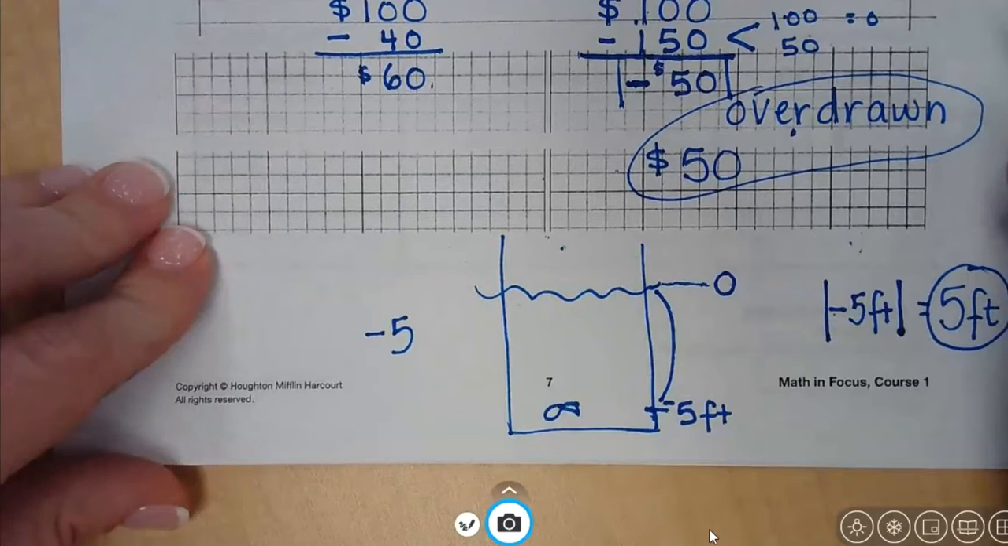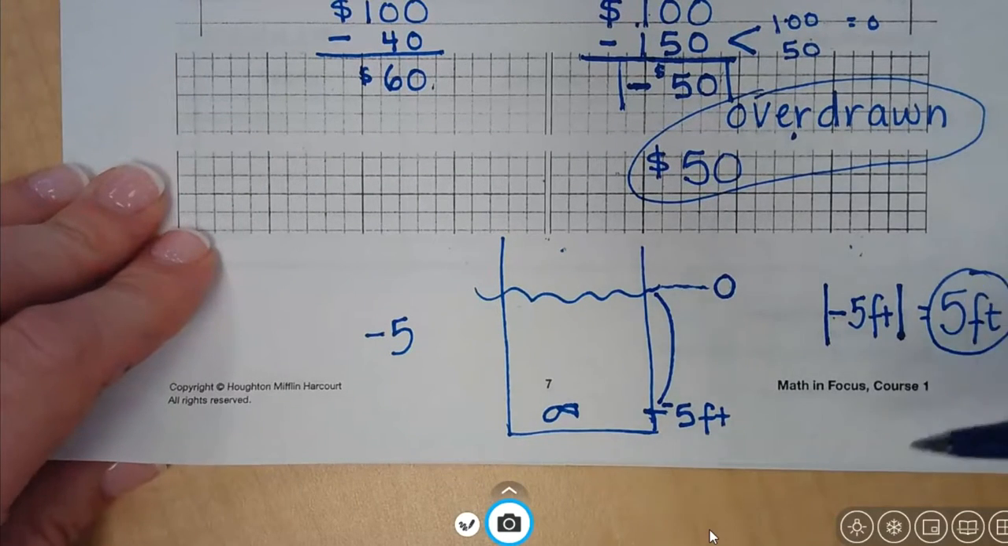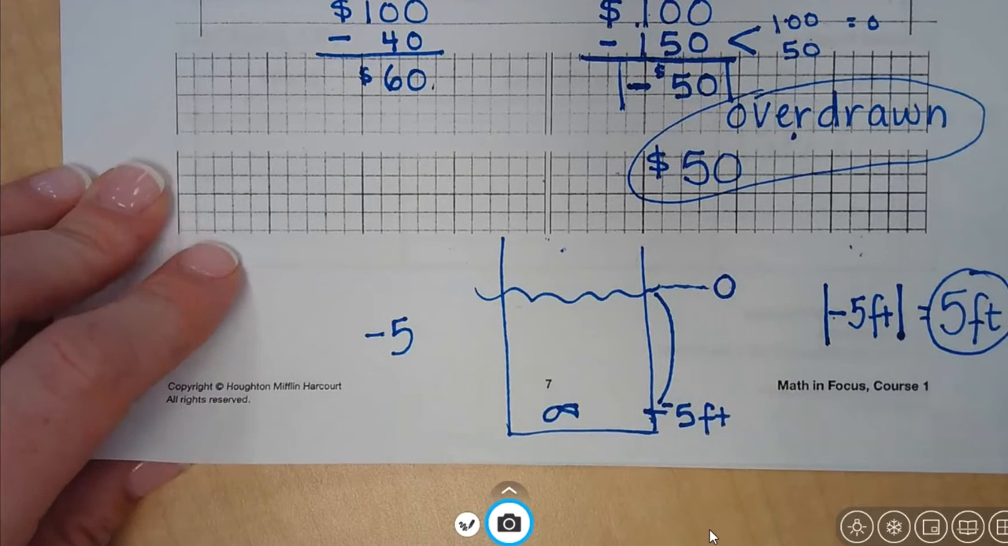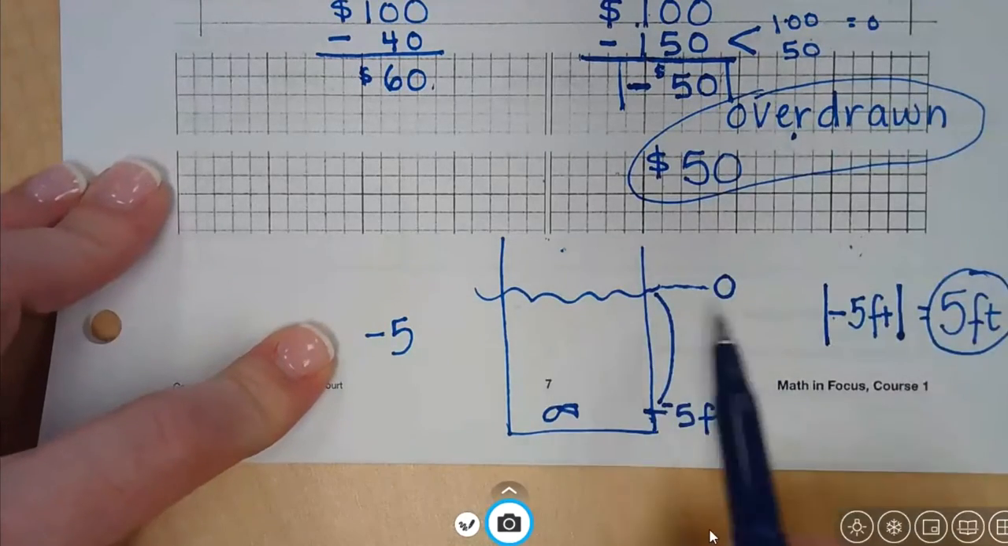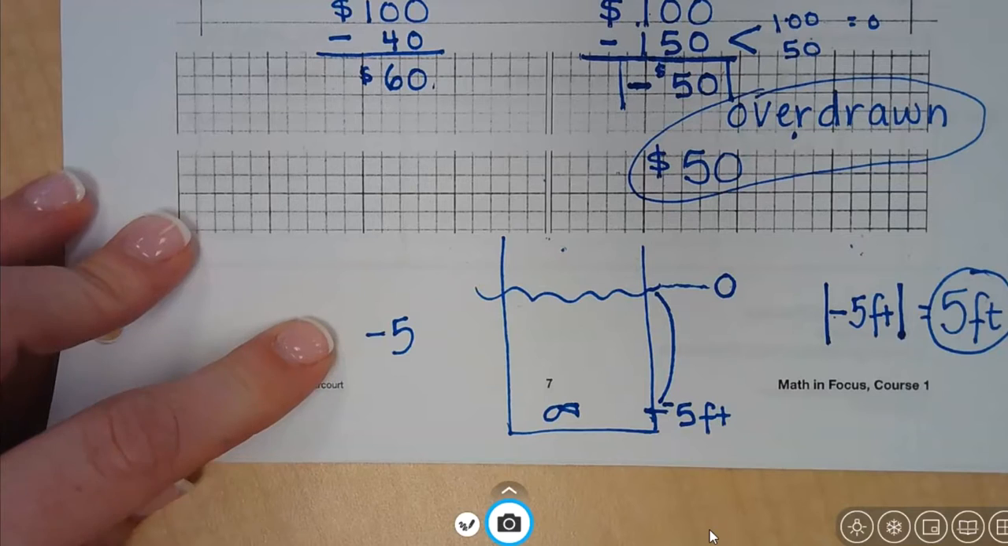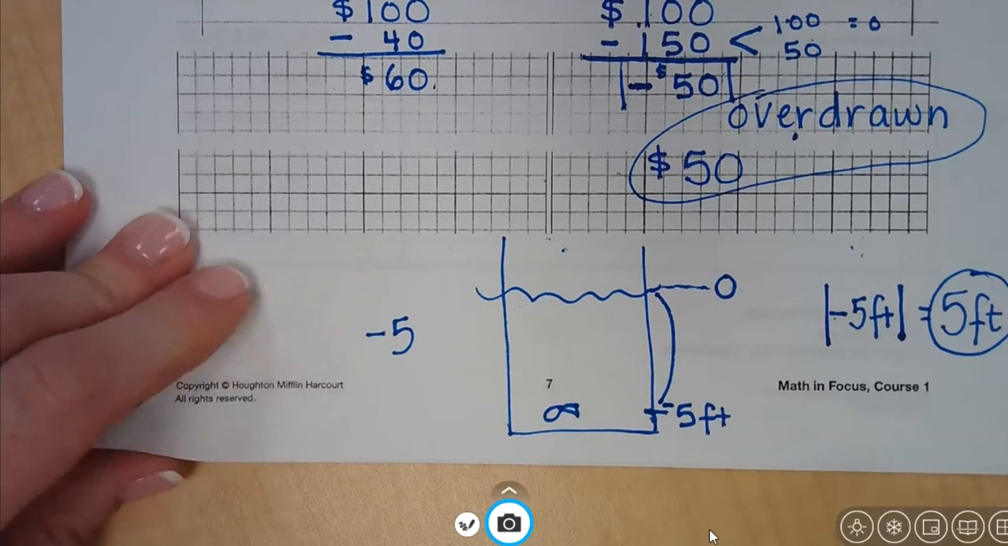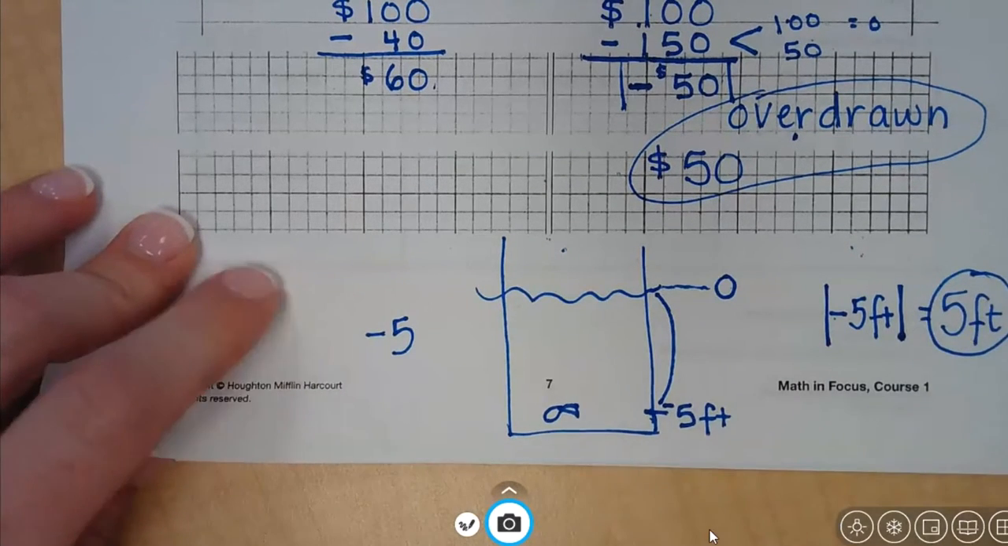Once you do some practice problems, you'll probably catch on a little bit more when you're at the money and the actual problems. If you have questions, make sure you're asking. Once you figure out the wording, those can be a little bit easier. And then just make sure you're ordering the numbers and the temperatures correctly.